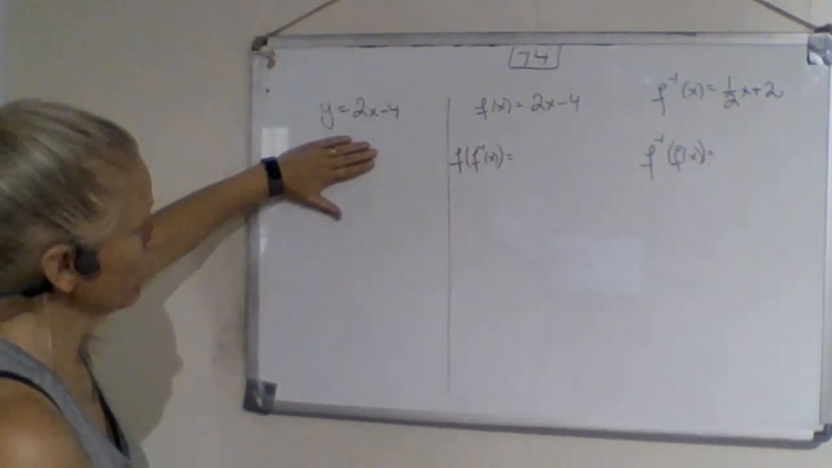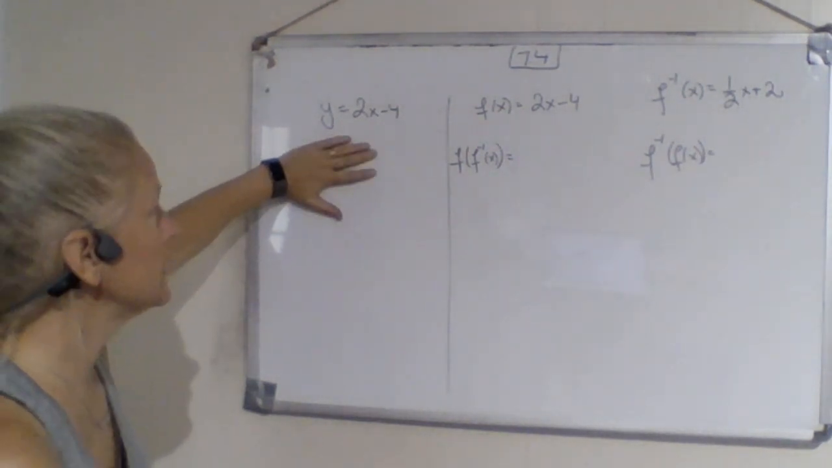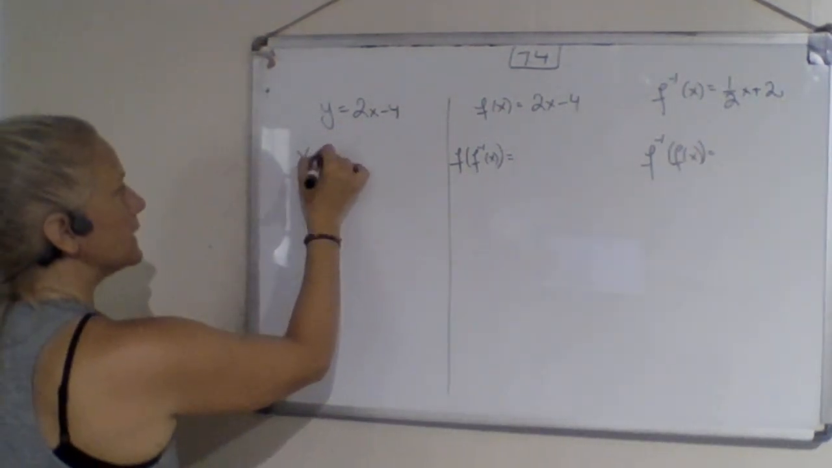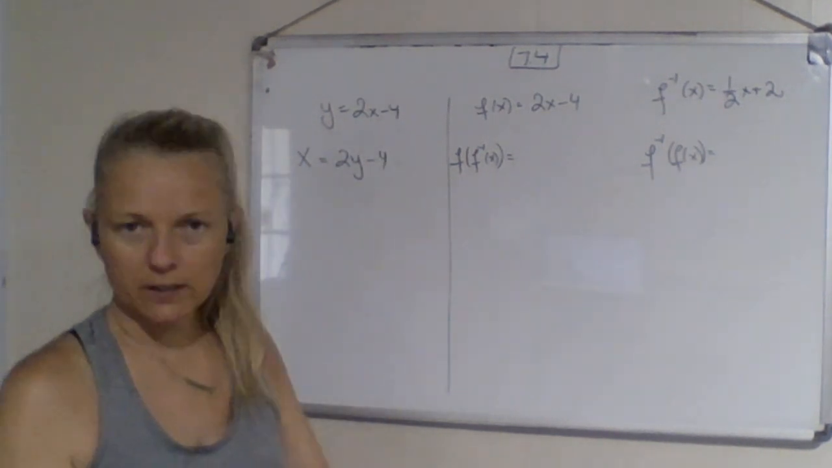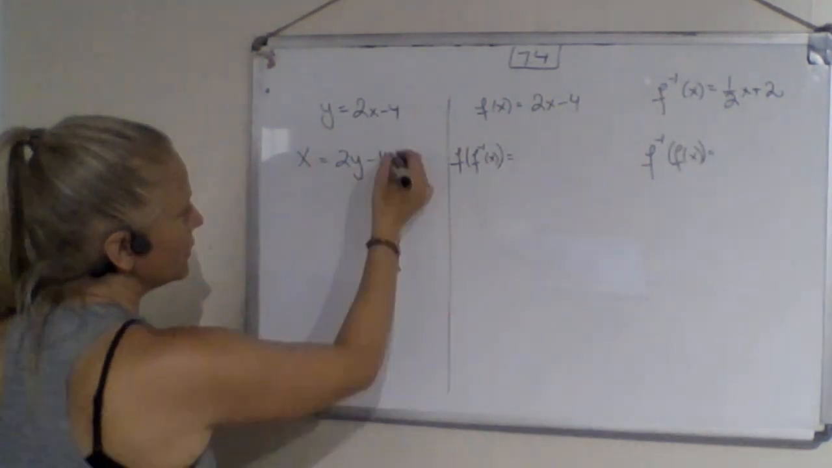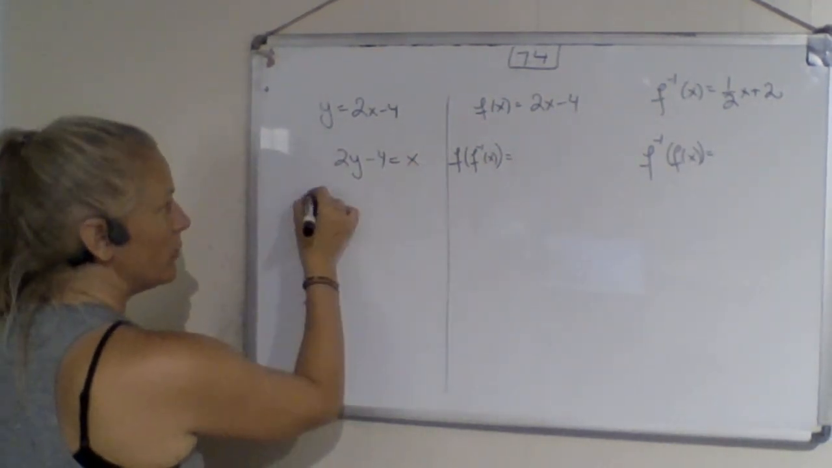So if I start with y equals 2x minus 4, and I want to find the inverse of this, instead of y, I'm writing x. Instead of x, I'm writing y. And now I'm solving for y again, and that's going to be my inverse. What I really like to do is move my x to the other side and get rid of it from here. I need to add my 4.